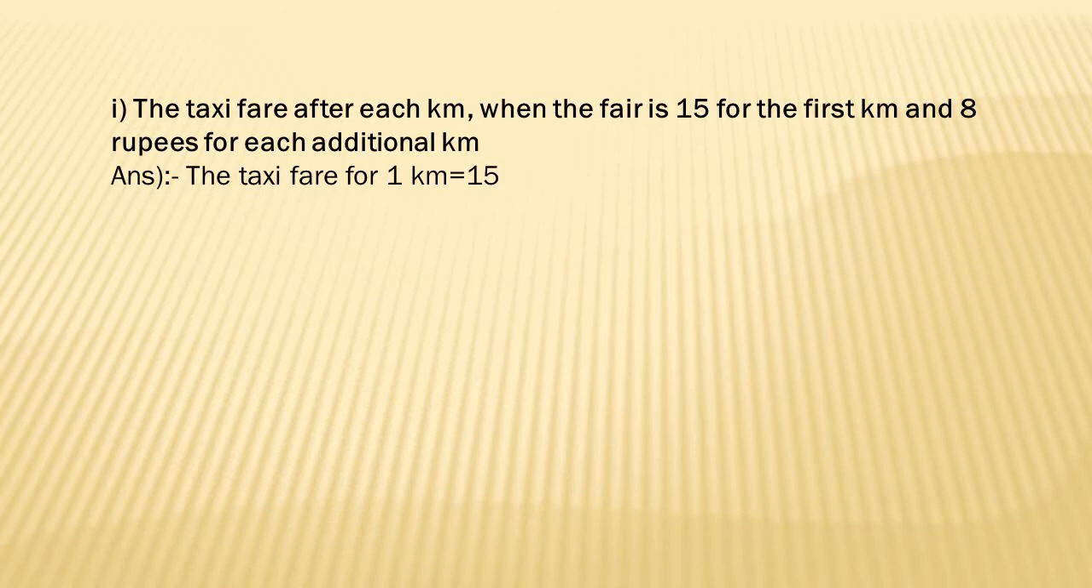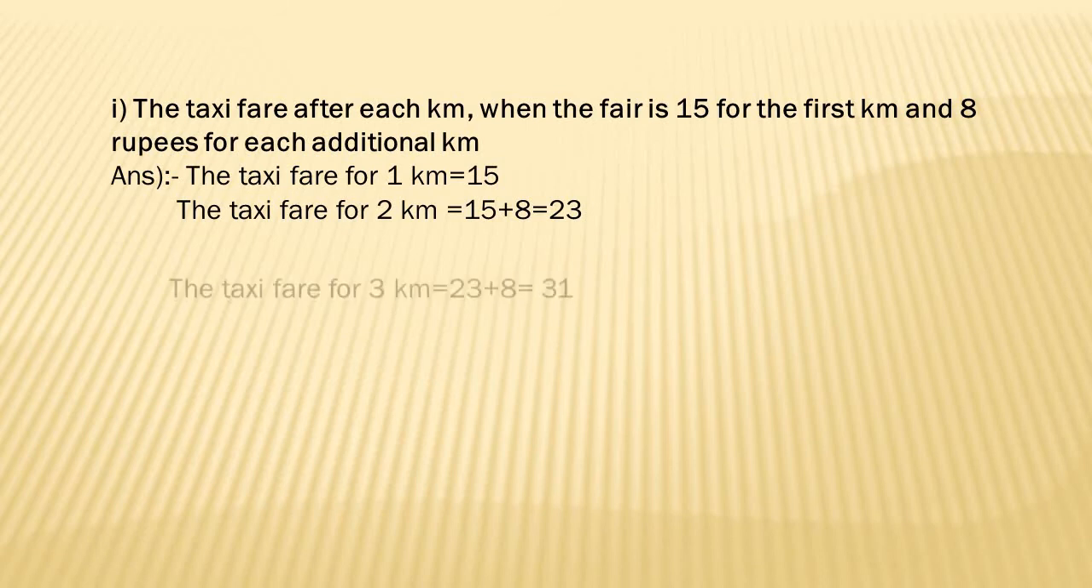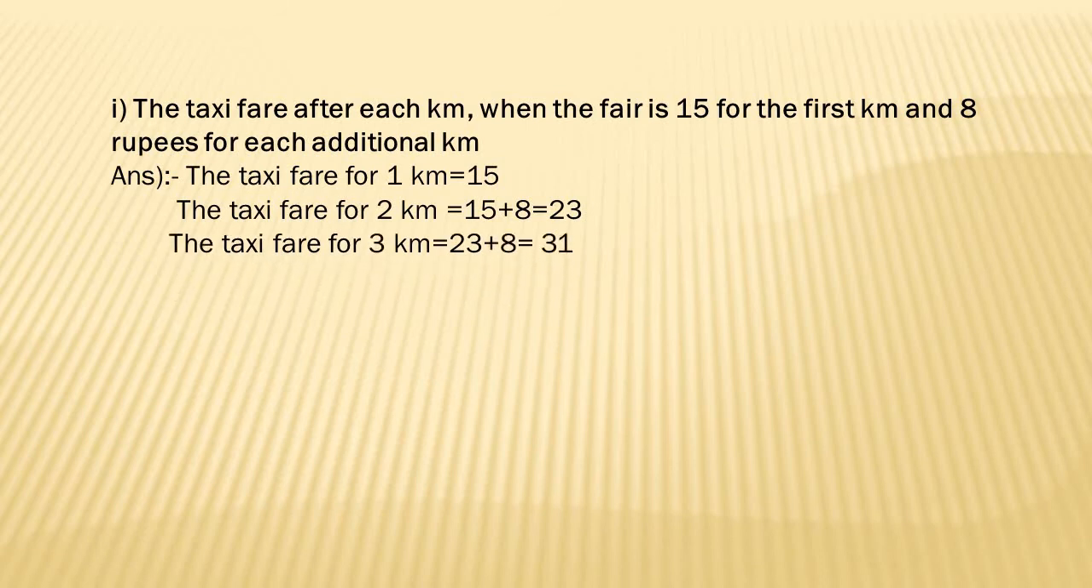For 2 kilometers, 1 kilometer is added up, so 8 rupees will be added, for 15 plus 8 rupees, which gives you 23 rupees. Next, for 3 kilometers, you have to add 8 rupees to the second kilometer, which is 23 plus 8. Gives you 31 rupees. Next, for 4 kilometers, you add 31 plus 8, which gives you 39 rupees.